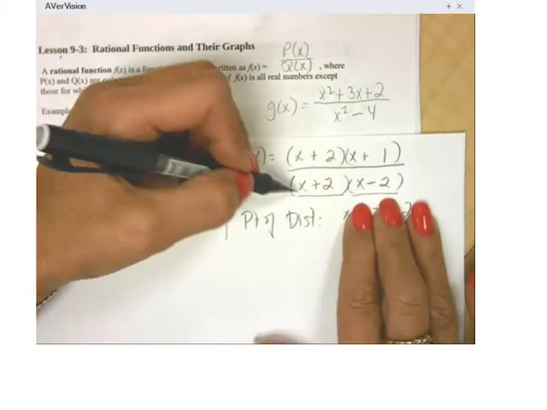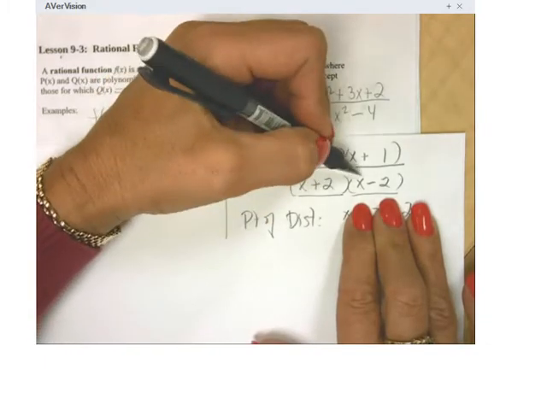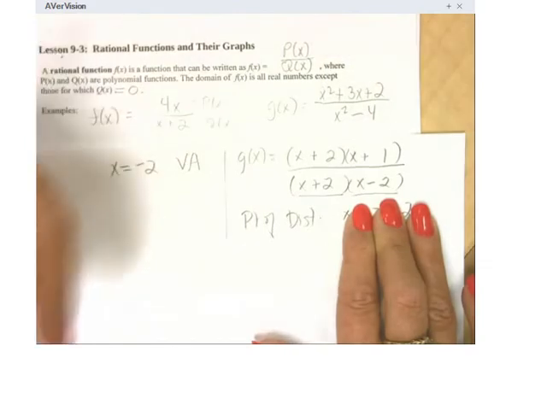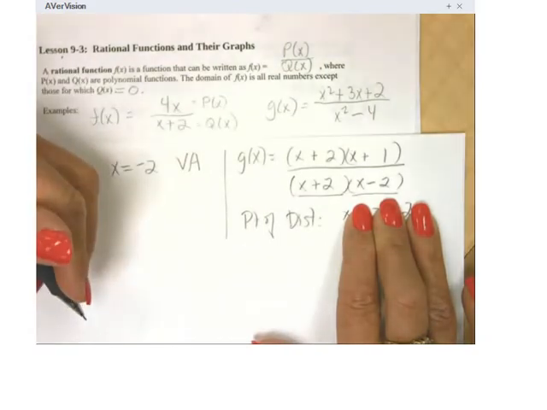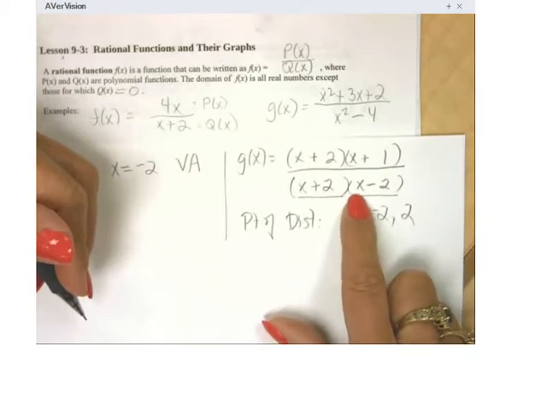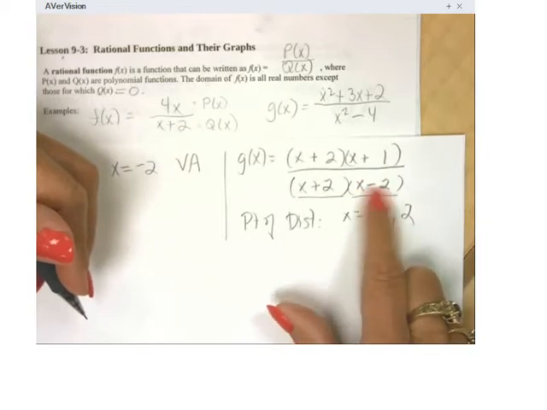I can't have division by 0. If I plug negative 2 in here and here, I get this factor to be 0, and this factor becomes negative 4, but the product will be 0. I'll have division by 0, and that we know in the real number system we can't have that.